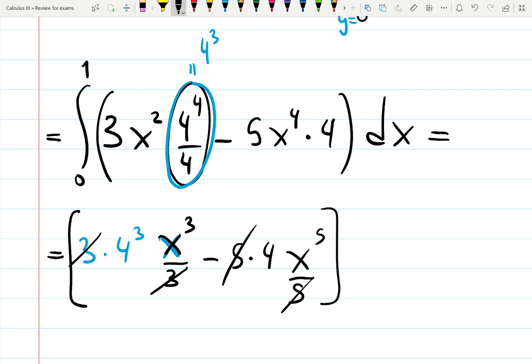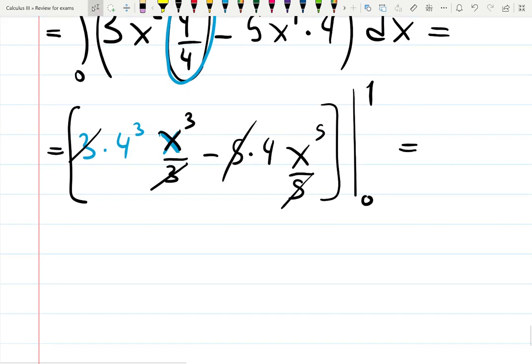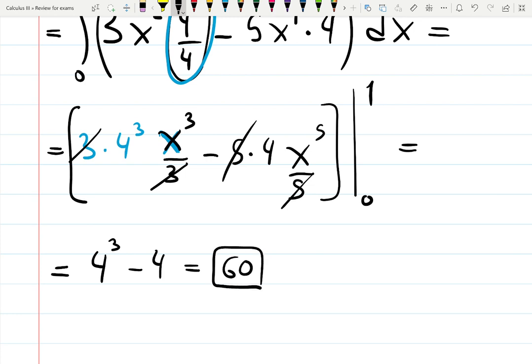All this is inside of the definite integral from 0 to 1. Zeros will make everything 0, so our job is just to carefully plug 1 everywhere. 4 cubed times 1 minus 4. 4 cubed minus 4 gives you 60. That is a very nice looking number.